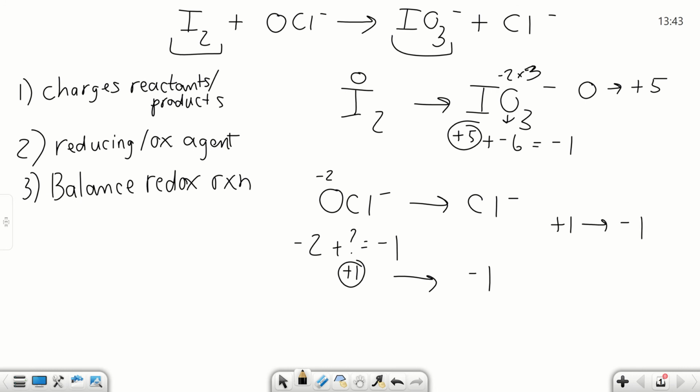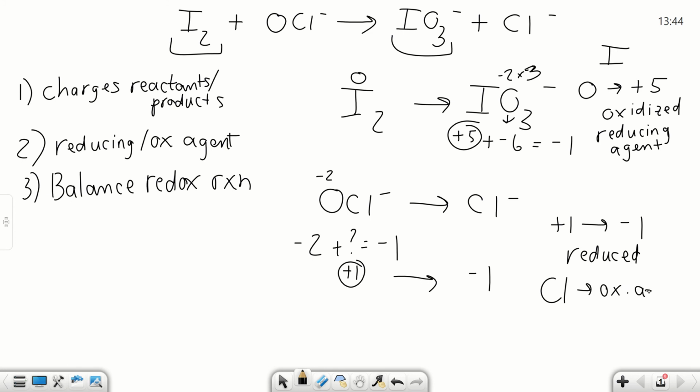So we did the first part. We figured out the charges of the elements that are changing and how they're changing. So iodine up top here is going from 0 to positive 5, which means it's being oxidized, which means it's the reducing agent, because it's the opposite of what happens to itself. It's being oxidized, so that means it's trying to reduce chlorine, which is what's happening. Chlorine is getting reduced, so therefore chlorine is the oxidizing agent. So that's what we do at the beginning of every single redox reaction.